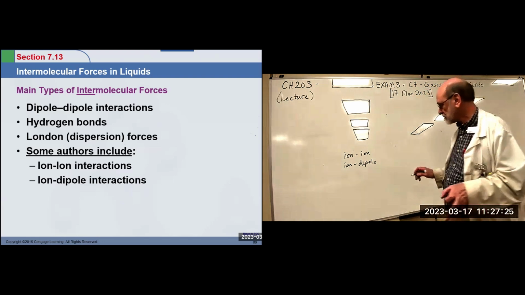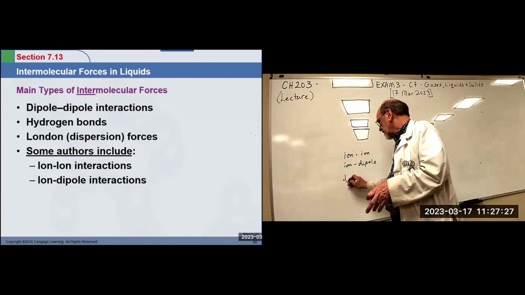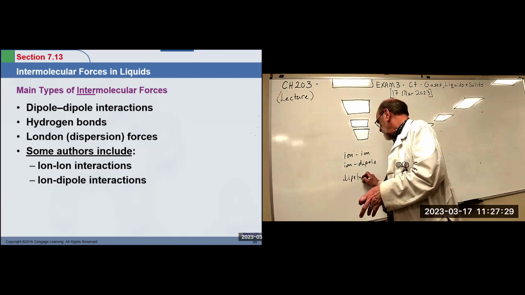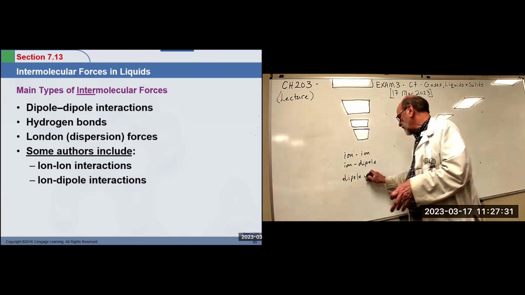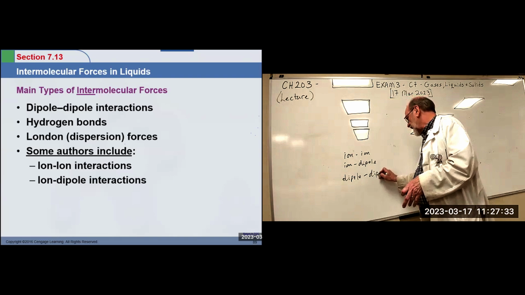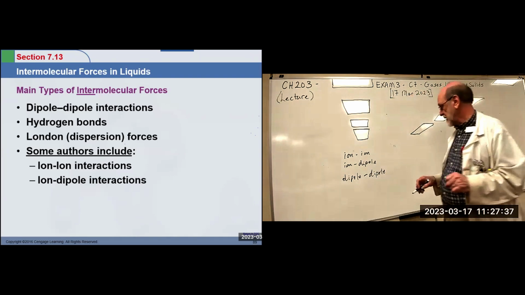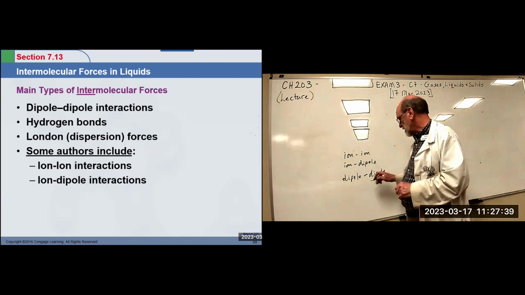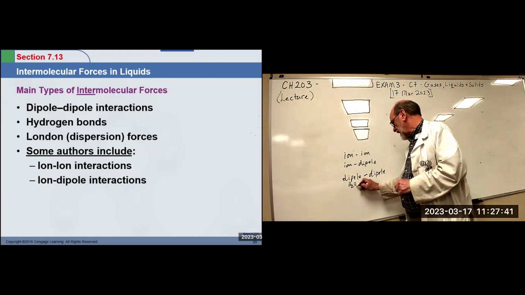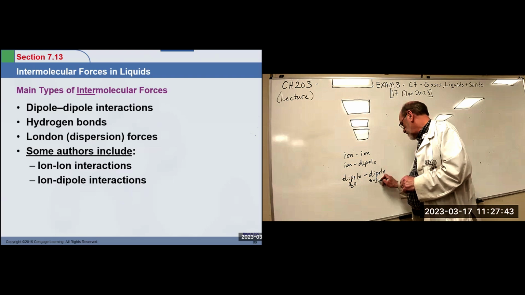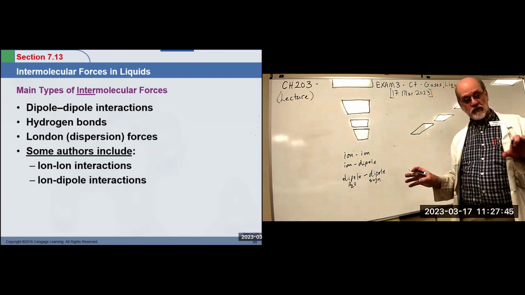That's a little bit weaker. Okay. Then if you have a solvent that's a dipole, and a solute that's a dipole, for instance, water and sugar, those are a little bit weaker forces.